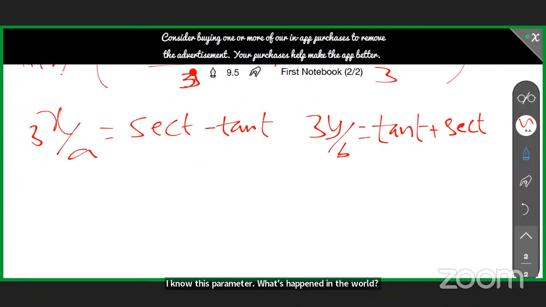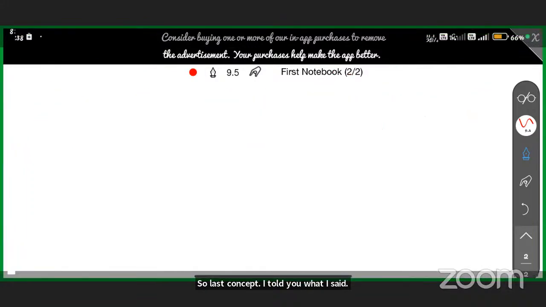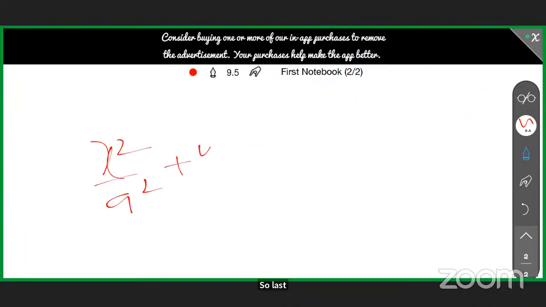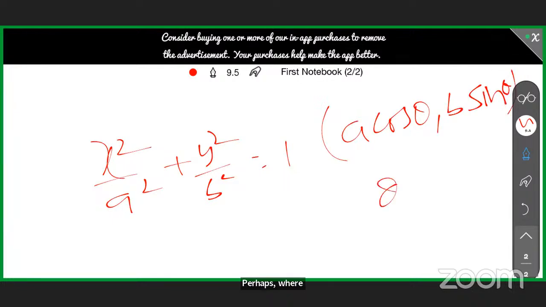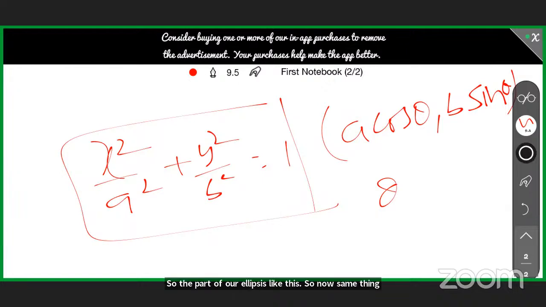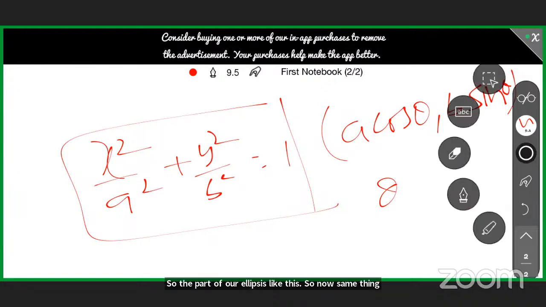Last time I told you, let us say we got an equation x square by a square plus y square by b square is equal to 1. The parameter was a cos theta, comma b sin theta, where theta is a parameter. So when I remove theta, we get this equation. The parameter for an ellipse is like this. Now the same thing, we are getting an equation. To get the equation, we are given a parameter.